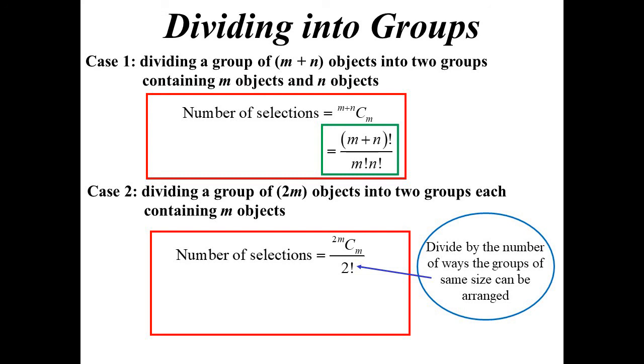Now I don't divide by the 2 factorial because that would be different to if I sent you to that corner and you to that corner. But if all you're doing is picking the groups, you divide by the number. So 2m factorial. Each of them were of size m, so m factorial, but then divide by the number of ways I could have arranged the number of groups.